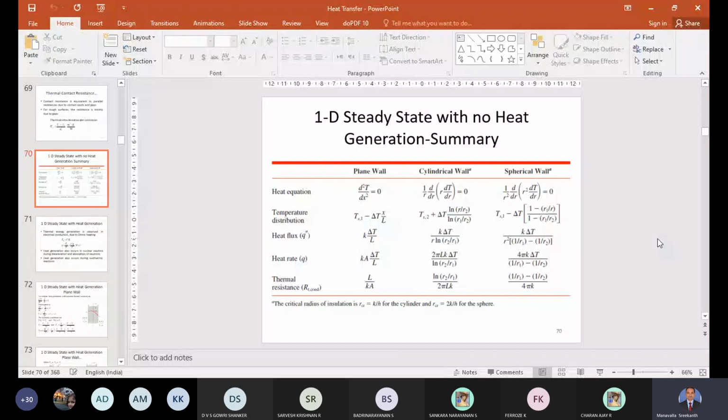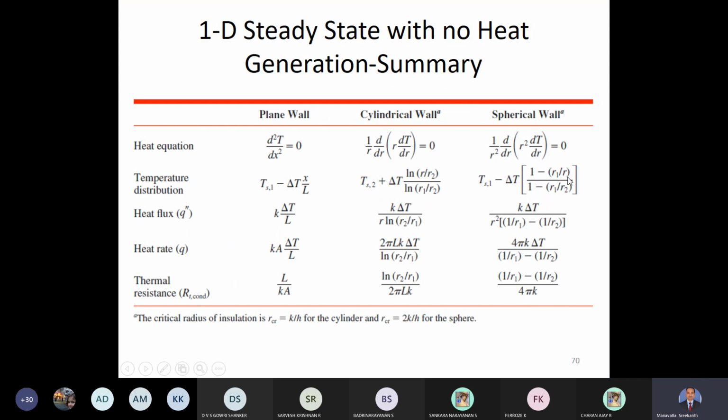So as I said in one of the earlier classes, any heat transfer problem will have to determine the amount of heat transferred and the temperature distribution. These are the two important questions to be answered. What is the temperature distribution? At a given location, what is the temperature? And also, what is the amount of heat transferred? These things you will have to find out.